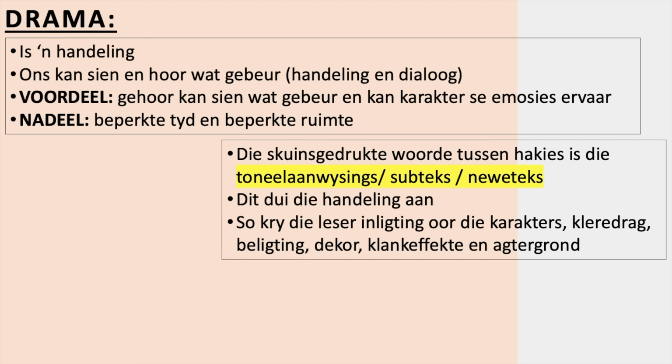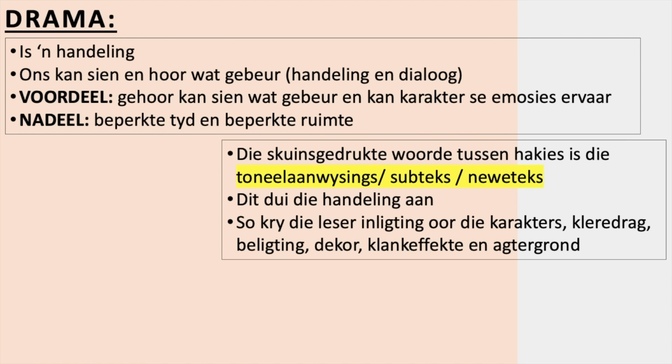Die skynsgedrukte woorde tussen hakies is die toneelaanwysing, subtext of nevertext. So the words in italic in brackets is the scene directions, which is toneelaanwysings, or the subtext. And essentially what this a lot of times does is it tells us, when we're just reading this drama, more about the emotion that the character might be experiencing. It tells us what should happen on the stage. It tells us how we transition from one scene to another scene.